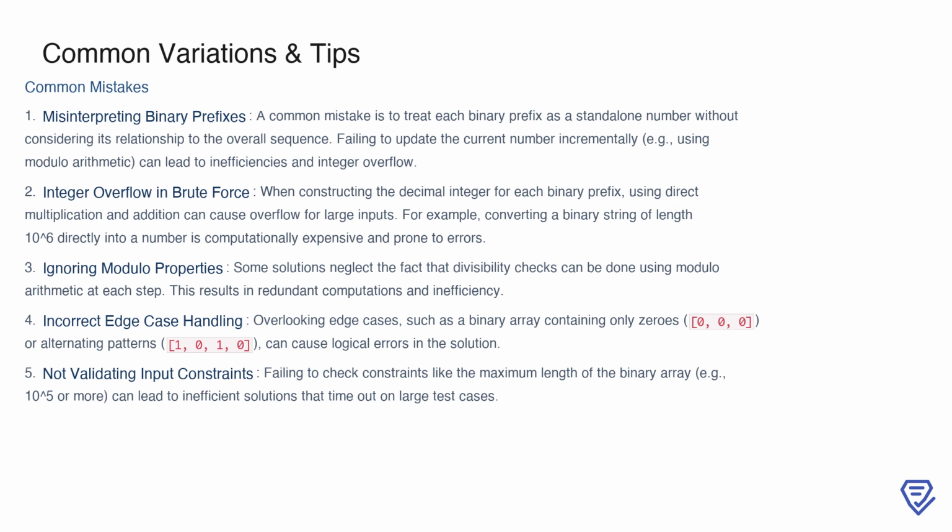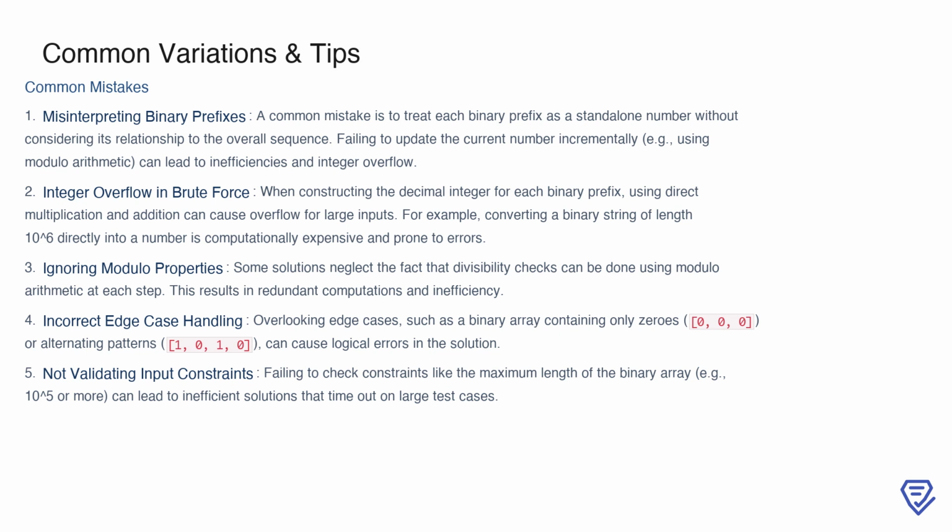Another issue to watch out for is integer overflow, especially in brute force approaches where you directly convert long binary prefixes into decimal integers. This is computationally expensive and can fail for large inputs. Additionally, some solutions overlook the power of modulo properties, which allow you to simplify divisibility checks at each step, making the algorithm much more efficient.